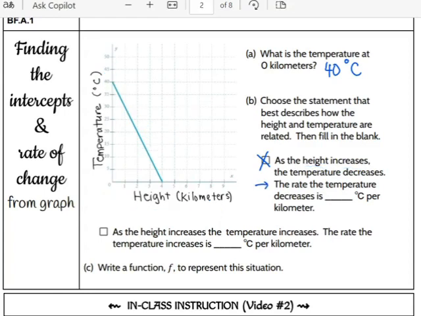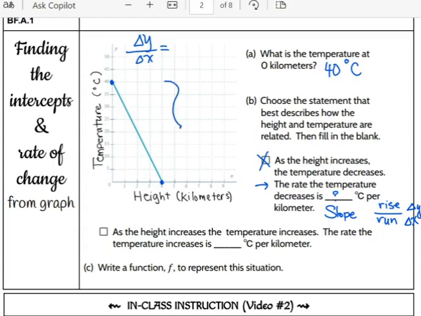The rate the temperature decreases is how many degrees Celsius per kilometer. This is asking us to find the slope, and as you recall, slope is rise over run, or we could also think of that as change in y over change in x. So change in y over change in x. So I can look at from start to finish. That would be perfectly fine.